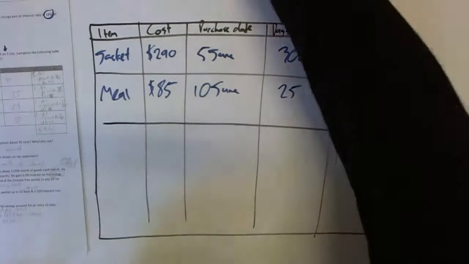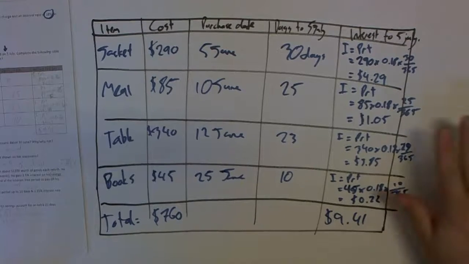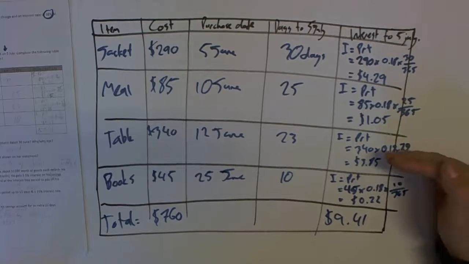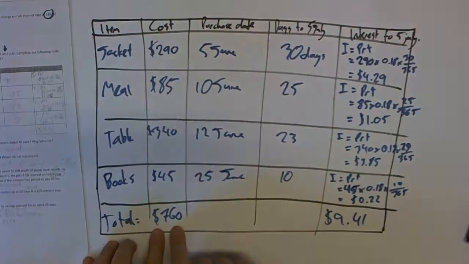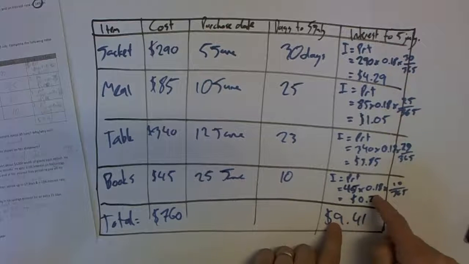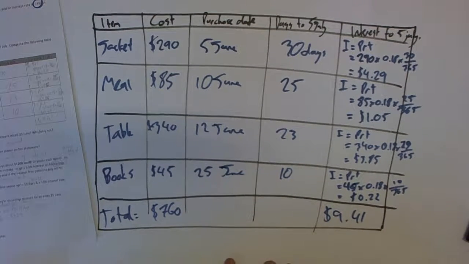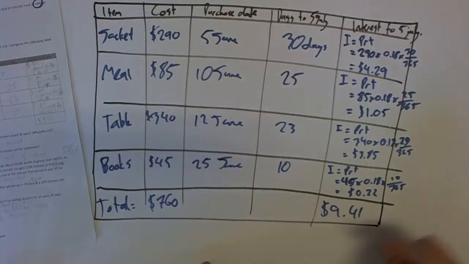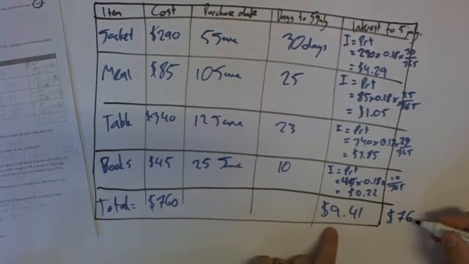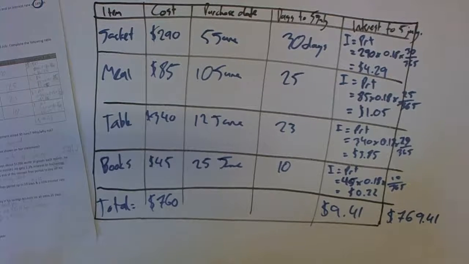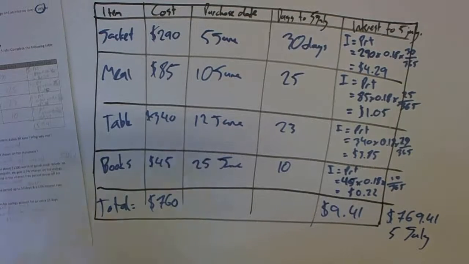I'll be right back with a full table. And I'm back. I've gone through and done the working out for the table, the books, and I've also worked out the total cost and then added up all of the interest that's owing and worked out here. Okay, so we can see that her grand total of the account is $769.41 on the 5th of July. Okay, so let's go and have a look and see if there's anything more that we have to answer.